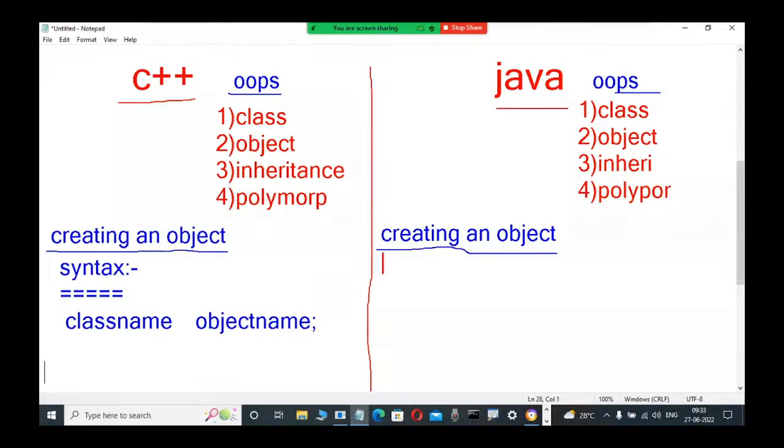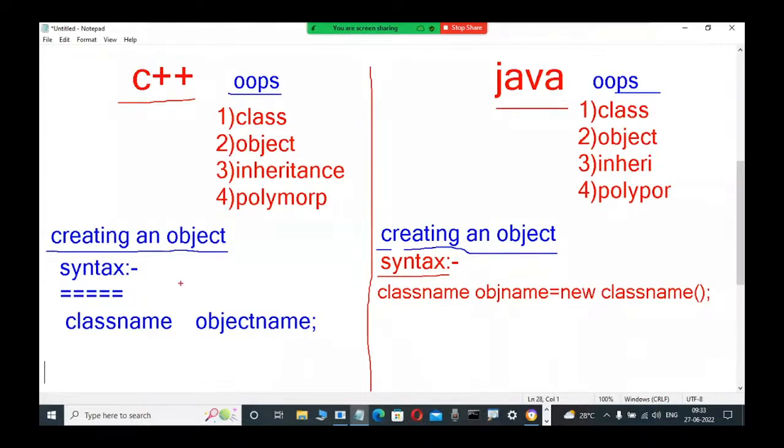What is the syntax? Observe it here. Class name, then space, object name, is equal to new class constructor. Very good. Some fellows are guessing. New class constructor, maybe they are computer students. Yes, new class constructor. So are these syntactically the same or different?